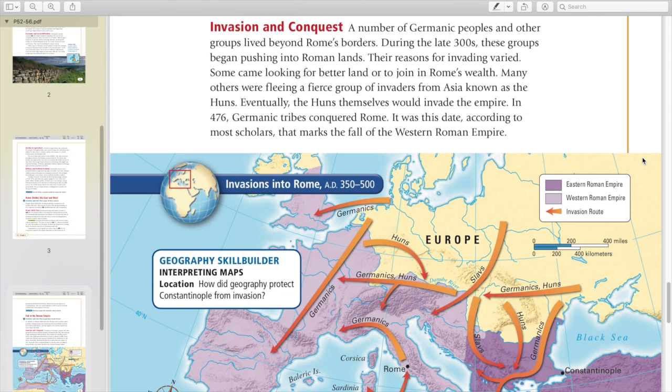In 476, Germanic tribes conquered Rome. It was this date, according to most scholars, that marks the fall of the Western Roman Empire.